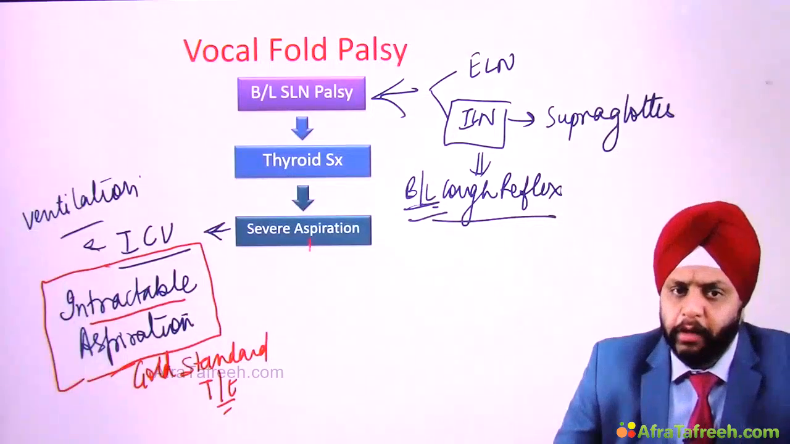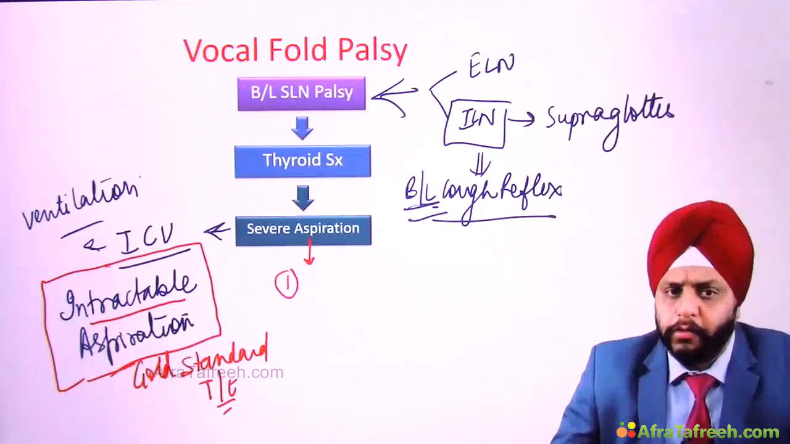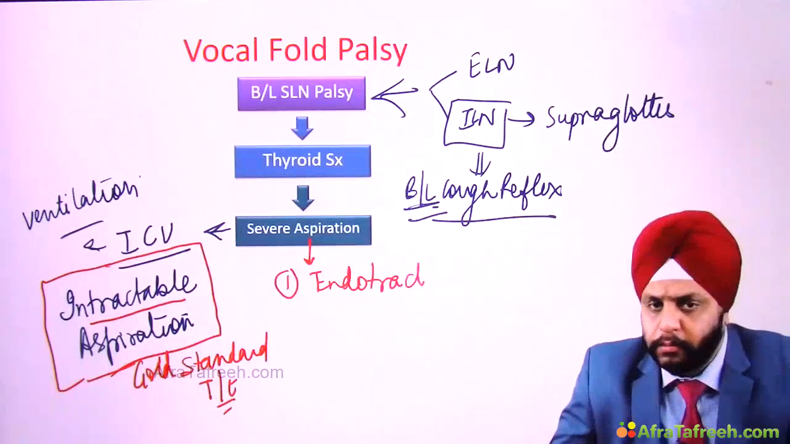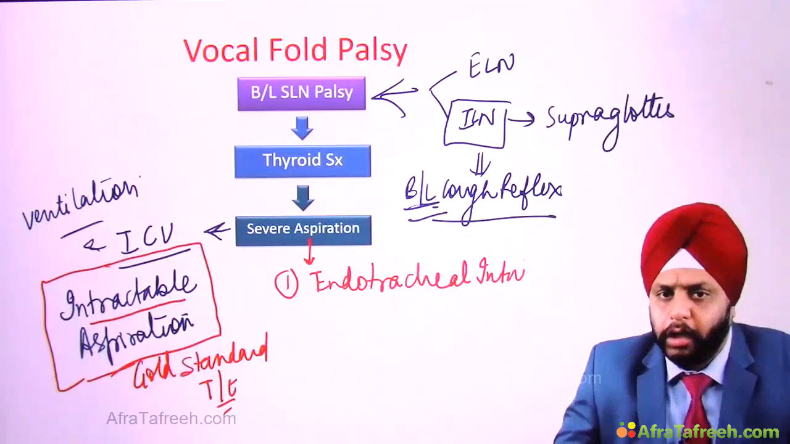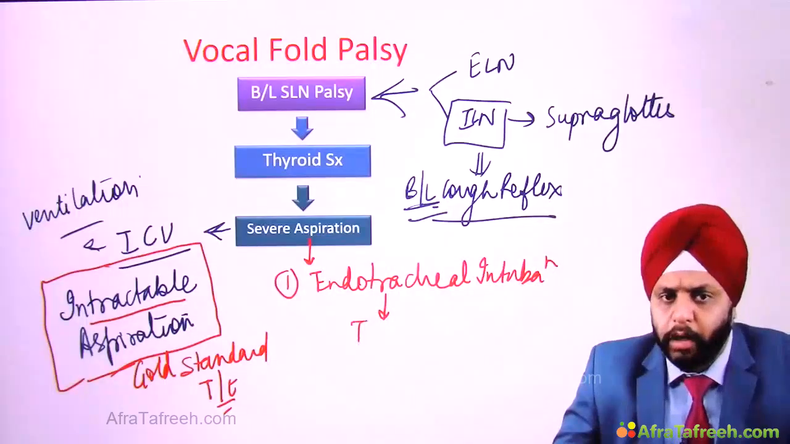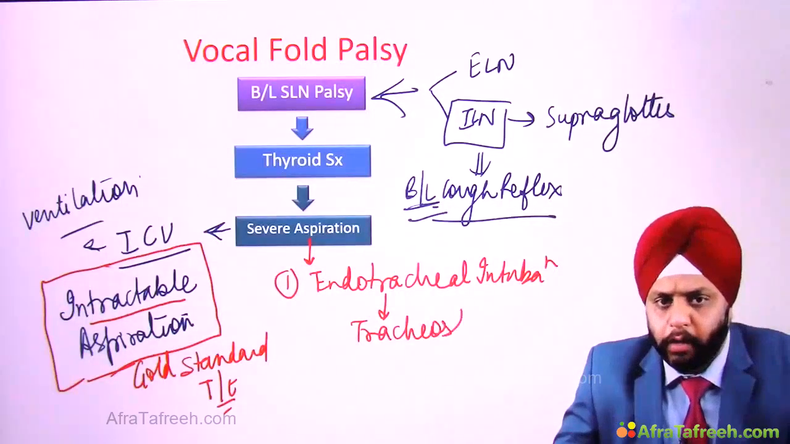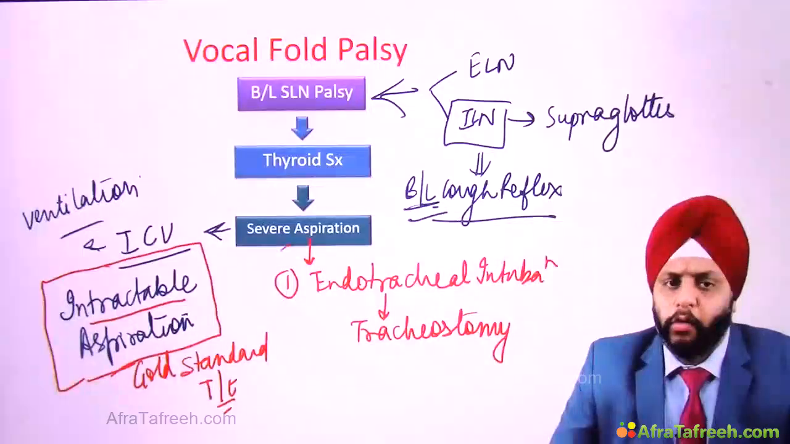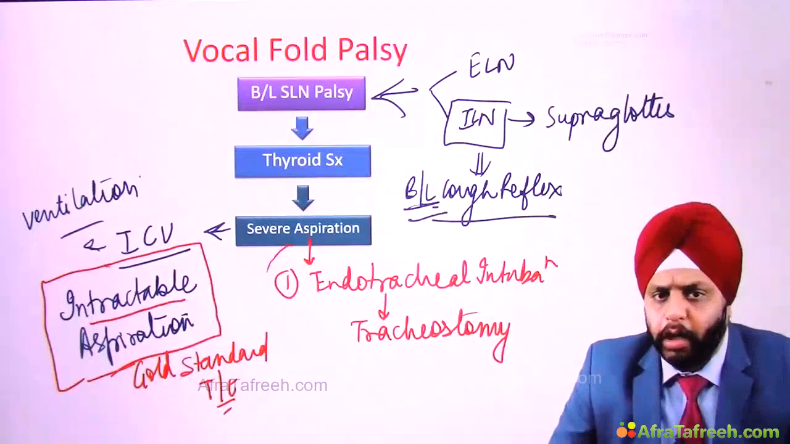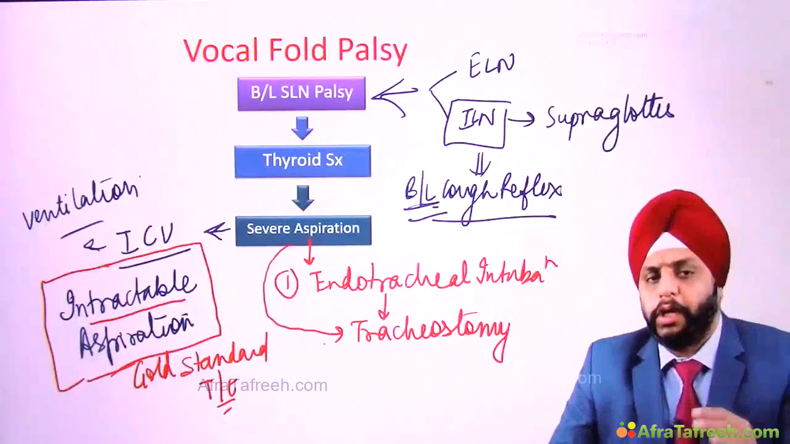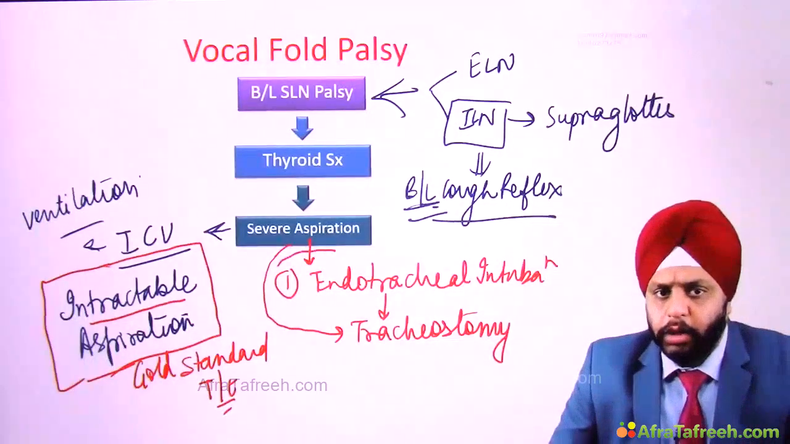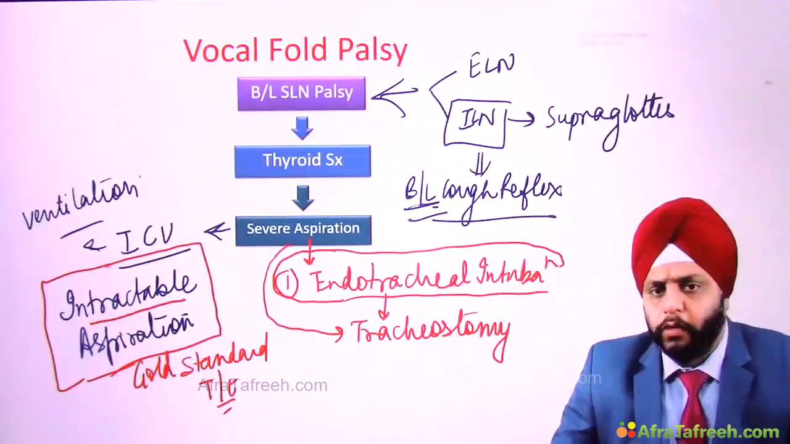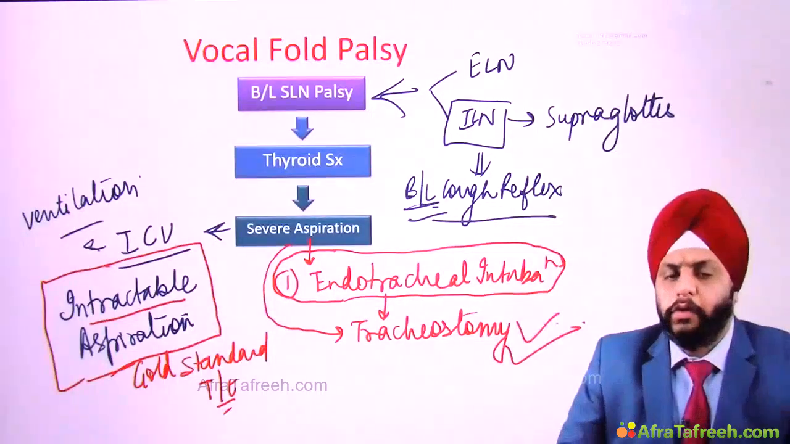Number one, if a patient comes to you with severe aspiration, the first thing that you can do is an endotracheal intubation. And later on you can do a formal tracheostomy if you require it for a longer time. Usually the patients of aspiration require the securing of the airway for a longer time, so you have to do a tracheostomy straight away. Only in some acute cases of aspiration, you may go with endotracheal intubation, but in most cases, you have to do a tracheostomy to secure the airway.